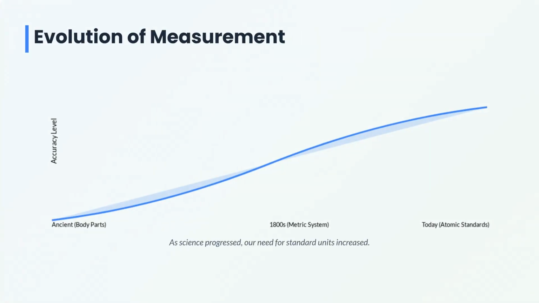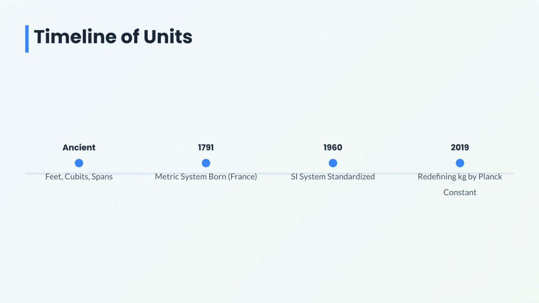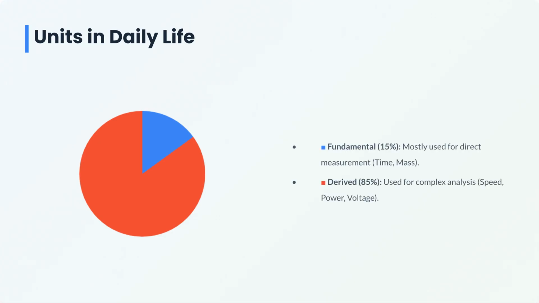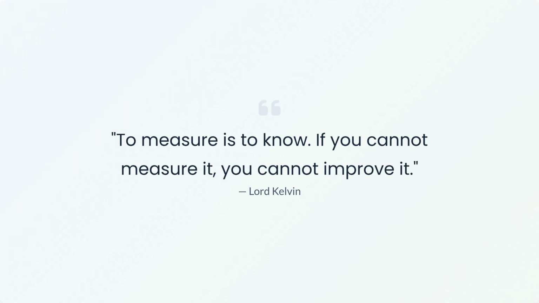As science has progressed, our need for standard, consistent units has only increased. This timeline shows the evolution of measurement, from ancient units like feet and cubits to the standardization of the SI system in 1960 and the redefinition of the kilogram in 2019. In daily life, about 15% of our measurements involve fundamental quantities, while 85% involve derived quantities used for complex analysis. To wrap up our session, keep in mind these words from Lord Kelvin: "To measure is to know. If you cannot measure it, you cannot improve it."